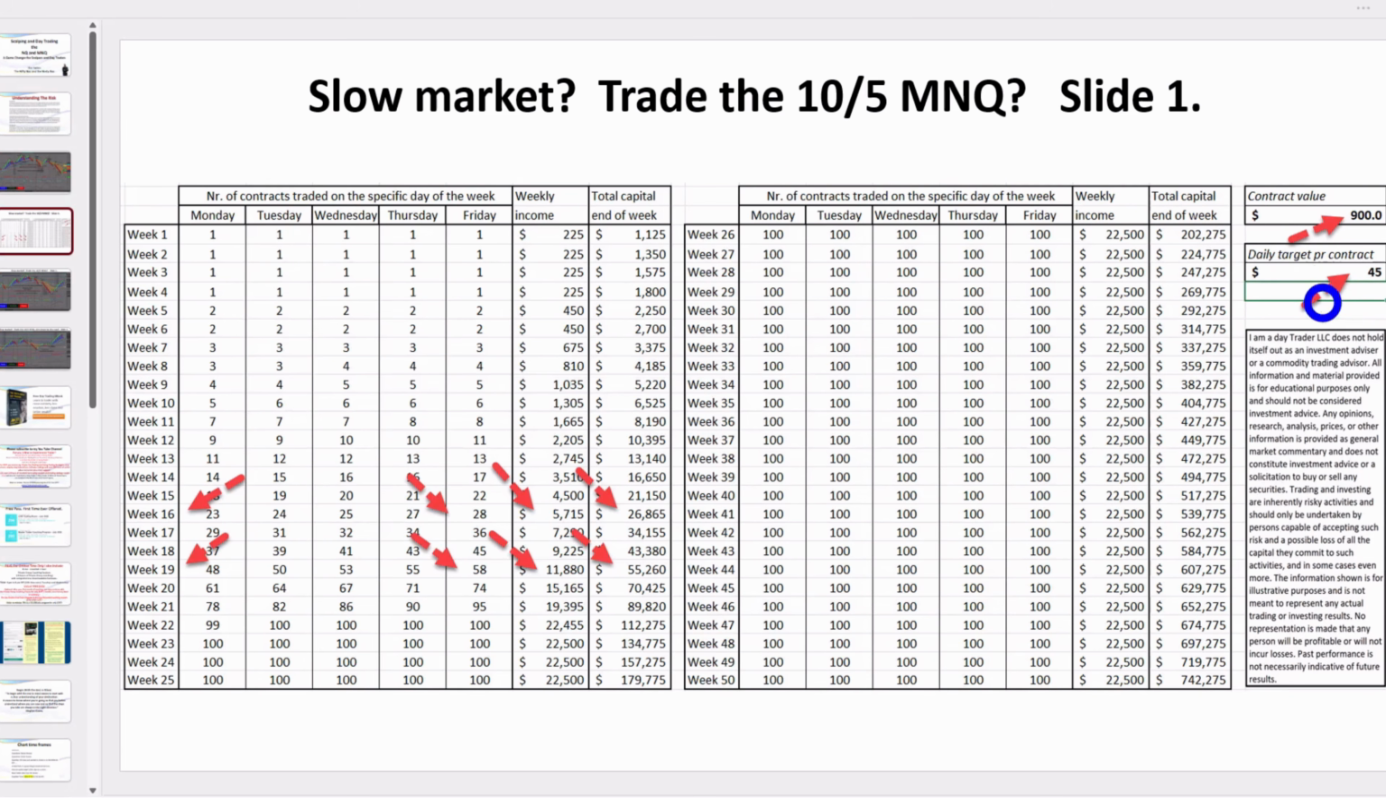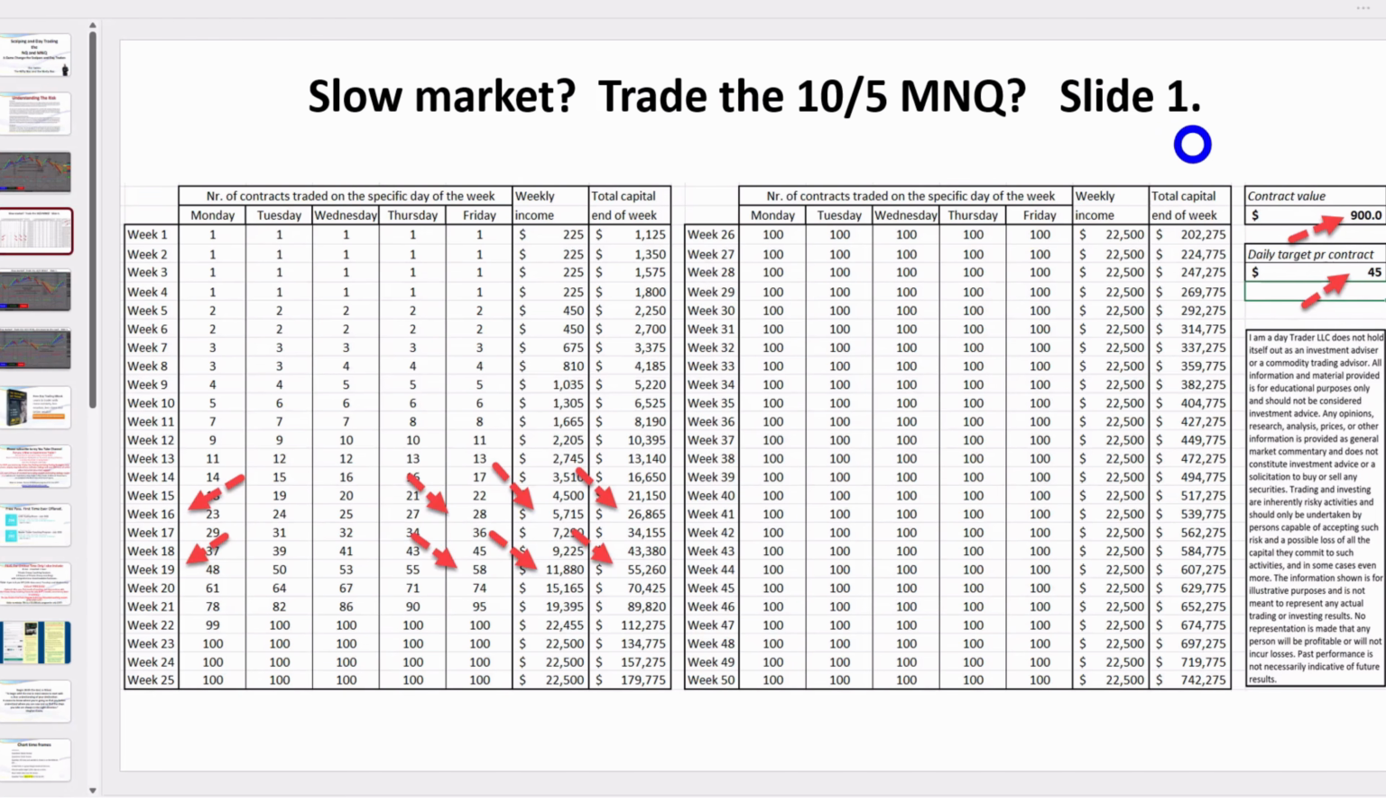Now first of all, I'm very much one on setting targets. What's a really sensible, no-nonsense target? $45 a day per contract traded. If you're going to trade the 10-5, you do need $900. You can start with a smaller account, of course, but the smaller the account, the faster the market's going to be moving. That is, we never ever risk any more than 2% of our account.